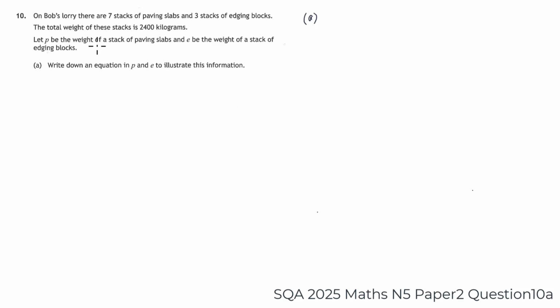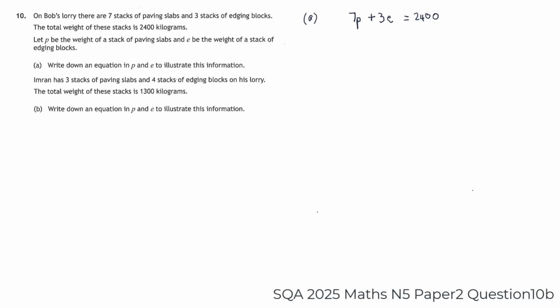So if the weight of a stack of paving slabs is P, and there are 7 of them, the total weight on his lorry will be 7P for the paving slabs. And if E is the weight in kilograms of a stack of edging blocks, and there are 3 of them, 3 lots of E, 3 times E, will have to be added to that to get the total weight of 2,400. So that illustrates that piece of information.